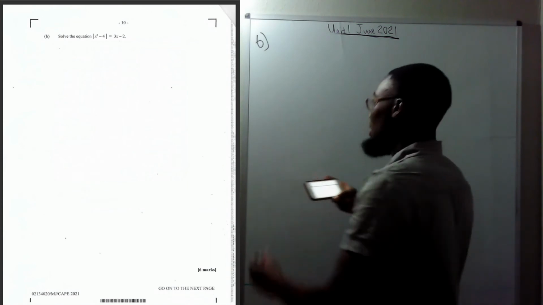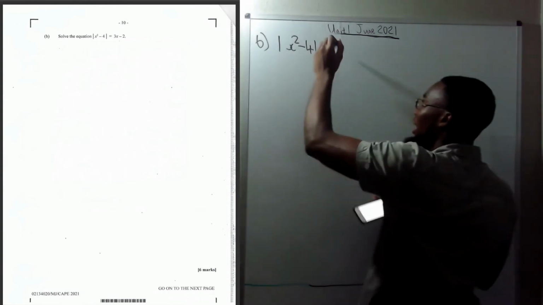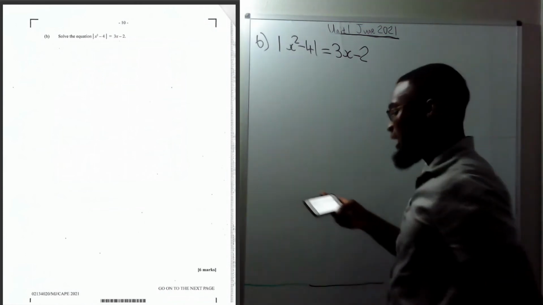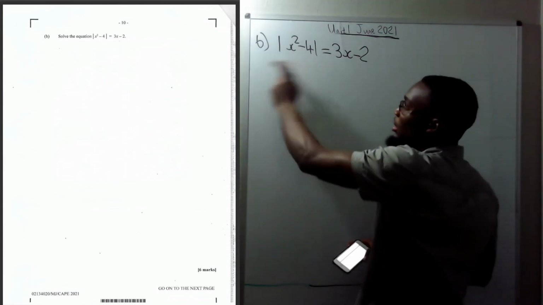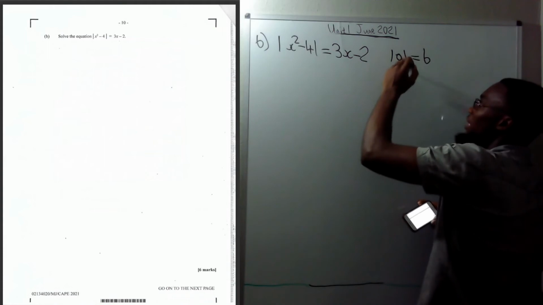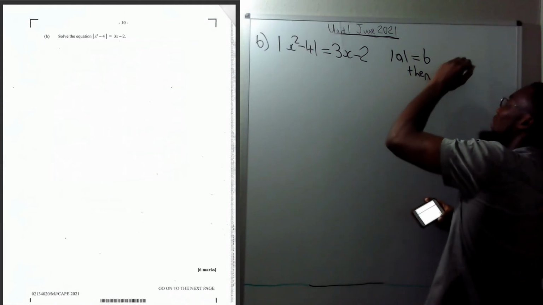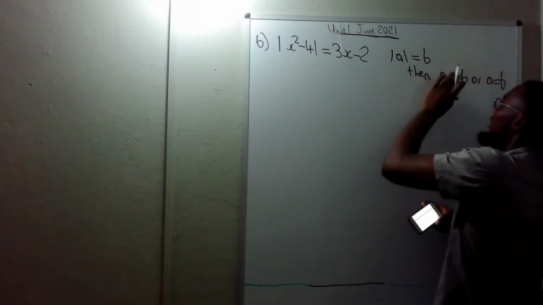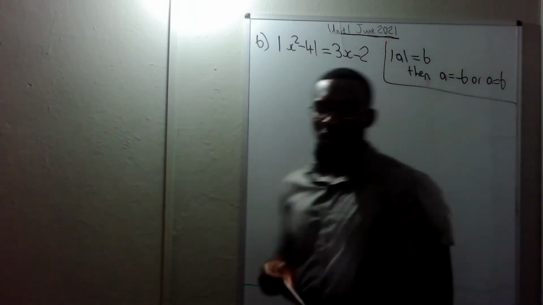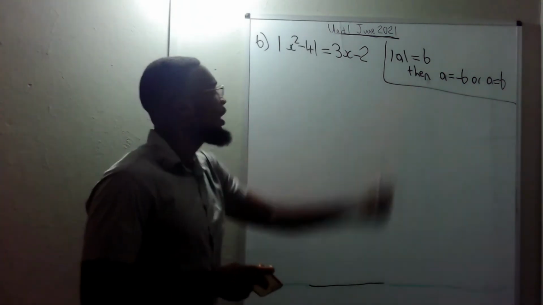Alright, part B wants us to solve this equation. The modulus of x squared minus 4 is equal to 3x minus 2. Now, we have to remember the rule of modulus. If mod A is equal to B, then A is equal to minus B or A is equal to B. That's a rule that we must remember.